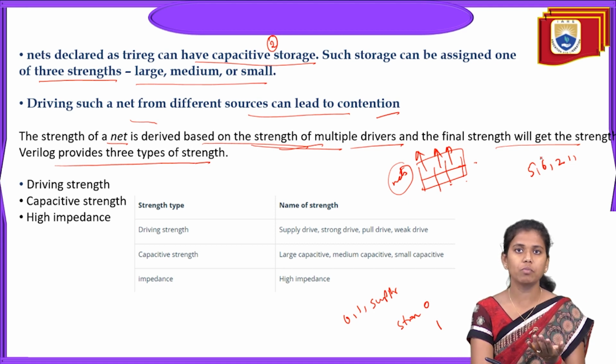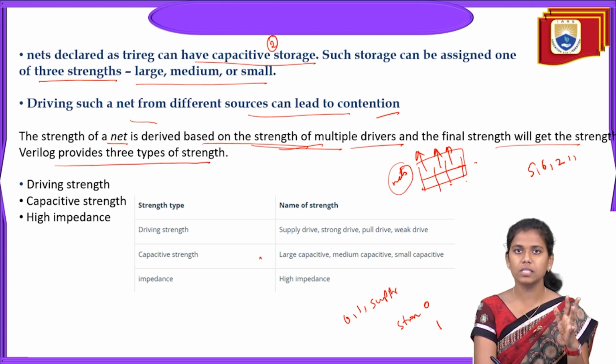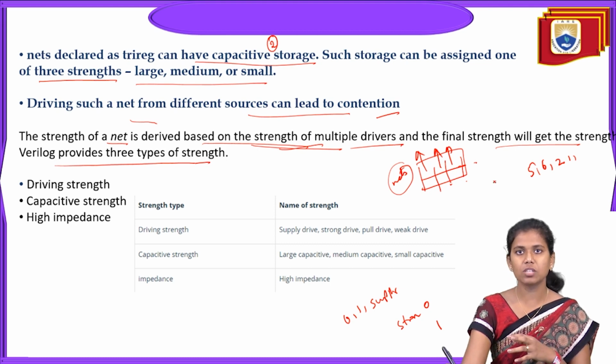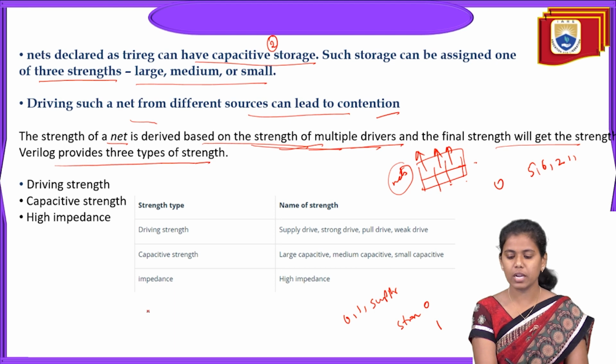Based on the high impedance value, if the source driver is driving towards a high impedance, then the signal strength would be 0. The strength level goes to 0. So it's totally based on the multiple drivers.